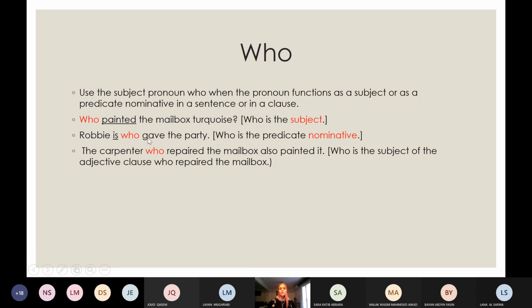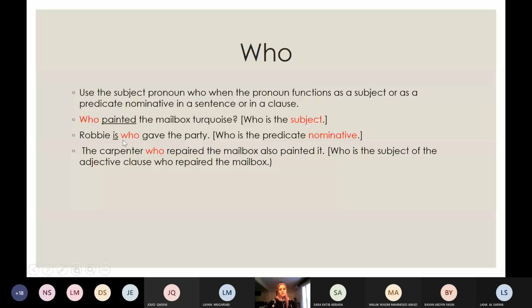The carpenter who repaired. Who repaired? It's an adjective clause and it is the subject of an adjective clause, because you'll tell me, teacher, no, the carpenter is the subject. Yes, carpenter is the subject of the independent clause. But who repaired the mailbox? It's a dependent clause, and who is the subject for repaired. Can I replace it with he or she? Yes, she painted the mailbox turquoise.